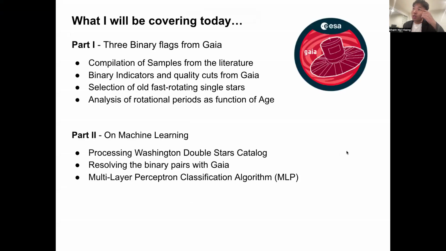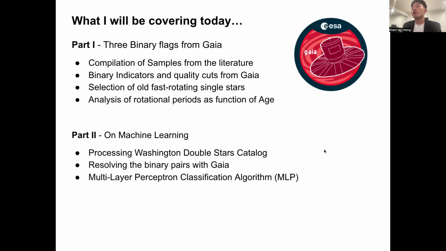So the topic will be in two parts. The first part will cover the three binary flags I use using Gaia information. Gaia is a satellite that collects information about billions of stars in the galaxy. And I'll be talking about how I compile the samples from the literature and how I use quality cuts based on the Gaia information and how I select the old fast rotating single stars and, most importantly, the analysis of rotation periods as a function of age.